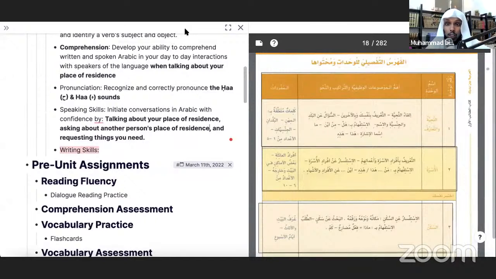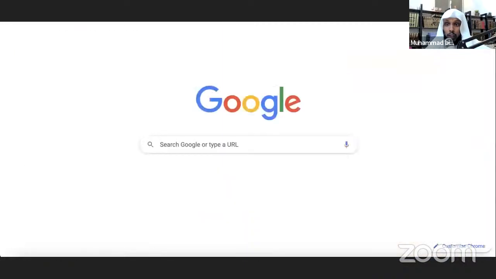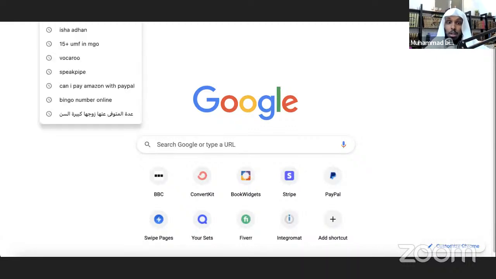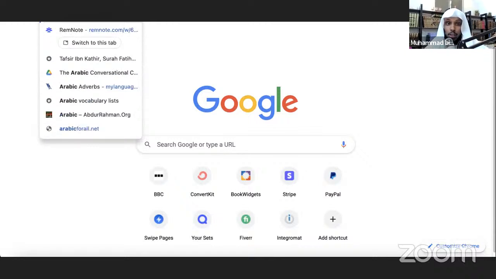And one of the students actually requested from me to show and demonstrate how to use the Arabic keyboard online, or the online Arabic keyboards. Well, there are quite a few websites you can use for that. Some are more user-friendly than others.